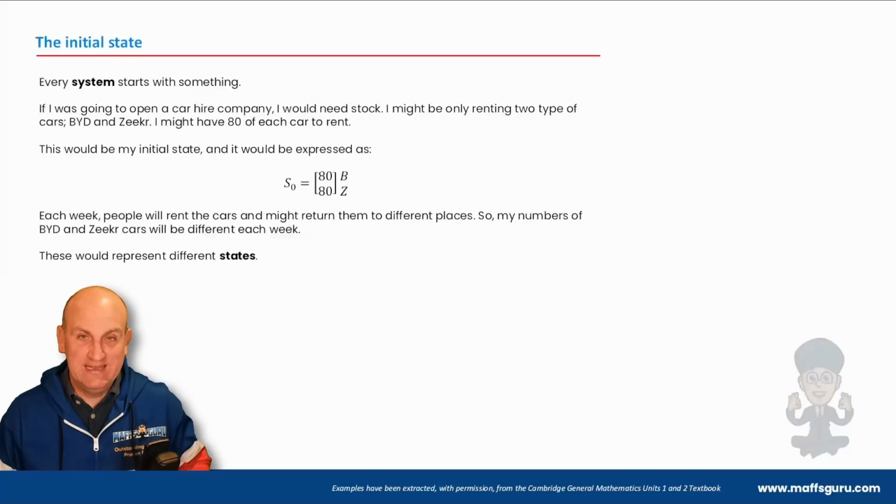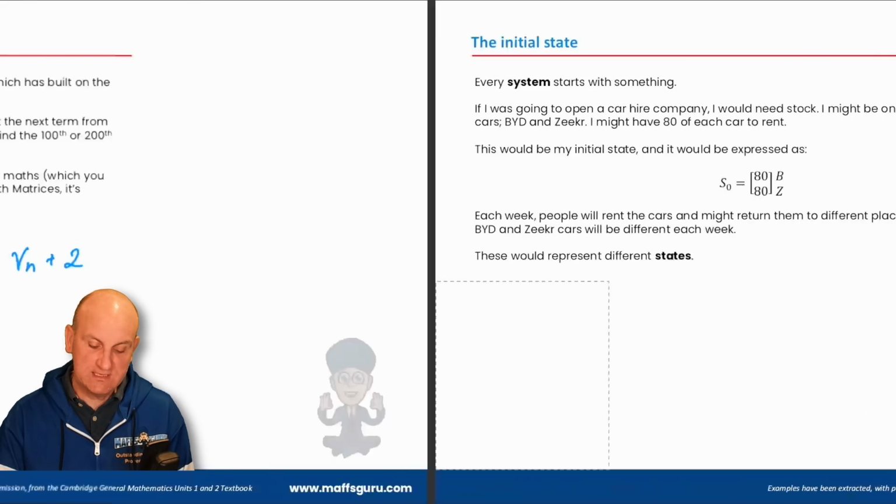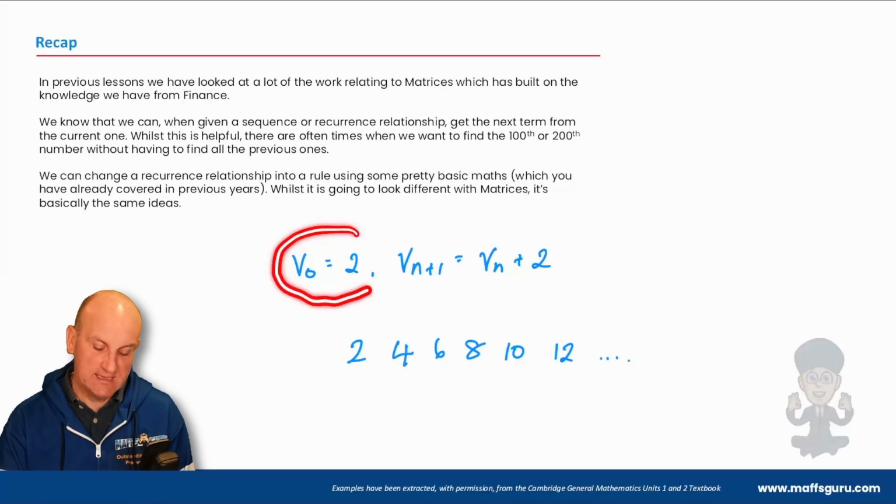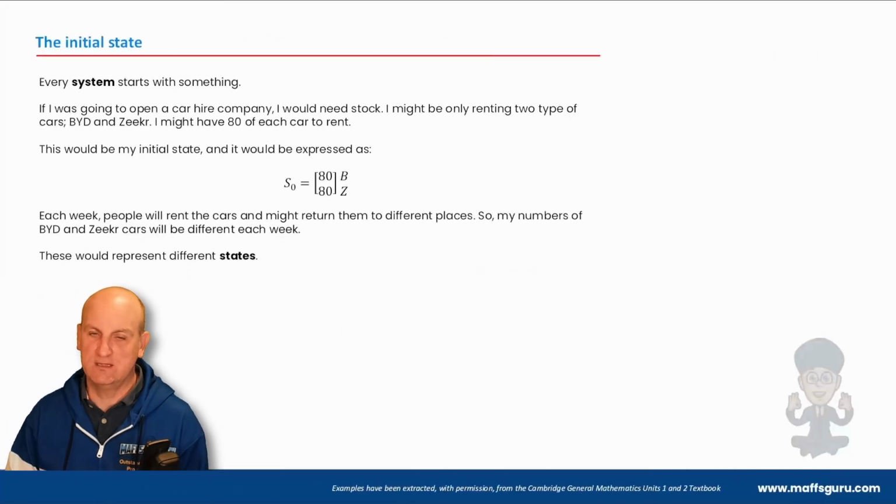But let's start with some initial language. And we're going to talk about the initial state. Now, the initial state is the start of something. Previously, you could describe this as my initial state. It was my initial number. It's how the sequence started.